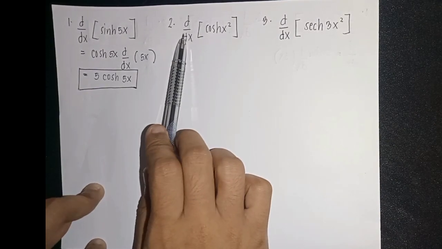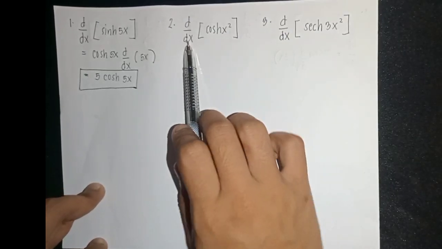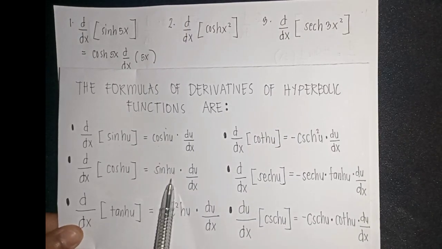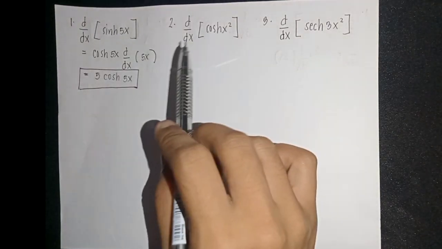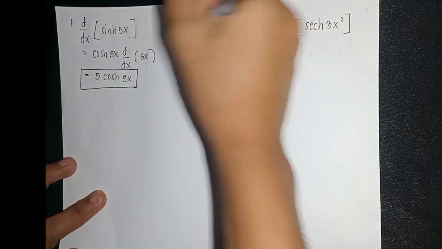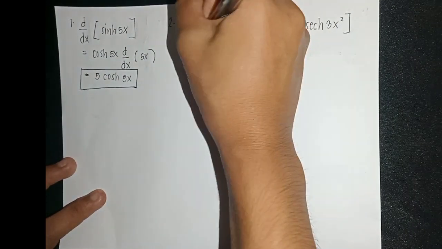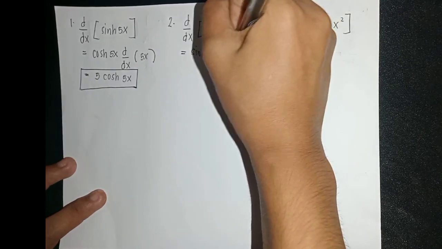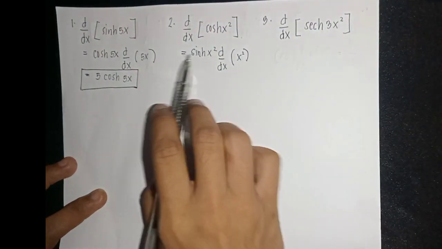And for number 2, we have here the derivative of hyperbolic cosine x squared with respect to x. To differentiate this equation, we must use the formula of cosh u, which is the sinh u times du over dx. So now, let's copy the hyperbolic cosine x squared, where the u is x squared.